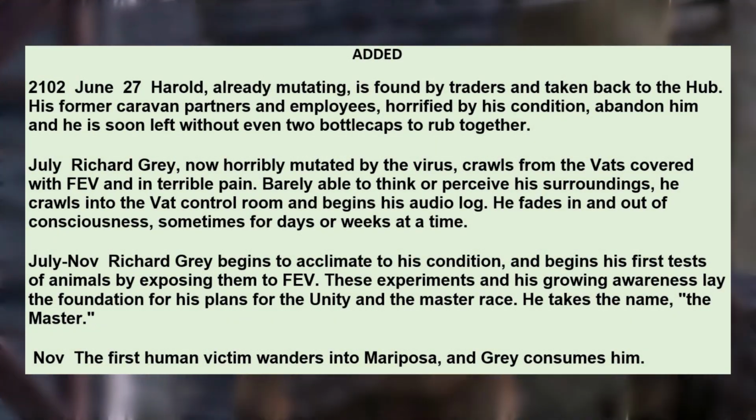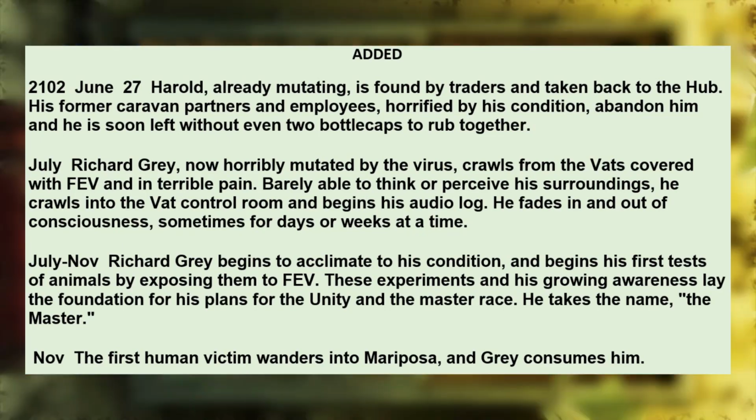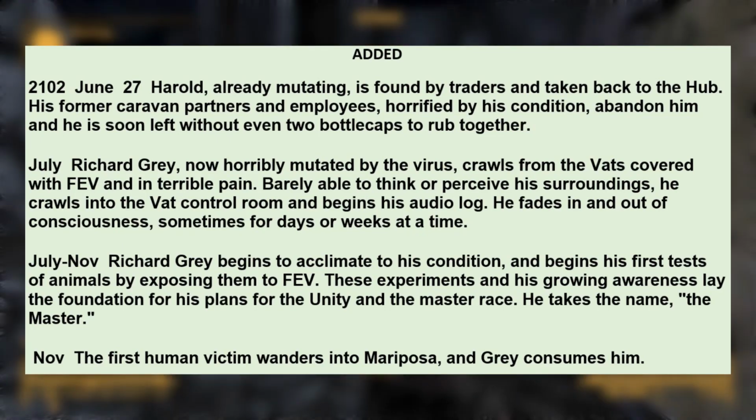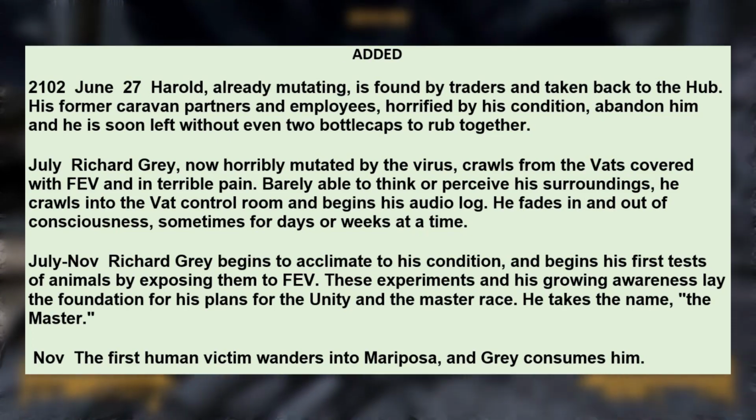2102, June. Harold, already mutating, is found by traders and taken back to the Hub. His former caravan partners and employees, horrified by his condition, abandon him, and he is soon left without even 2 bottle caps to rub together.